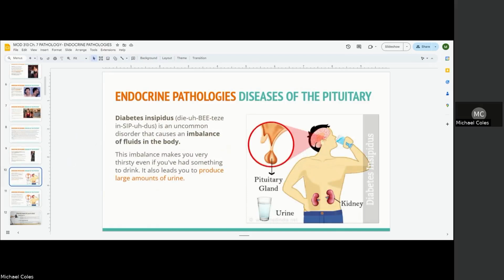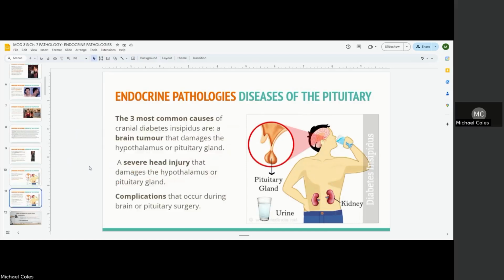Okay, now diabetes insipidus. So not mellitus, but insipidus. This is an uncommon disorder, but if somebody has some sort of trauma to the brain, then it's going to lead to malfunction of this pituitary gland, causing the kidneys to secrete more urine than normal. So this person's gonna be super thirsty and peeing a lot. Right? So different than diabetes mellitus involving the pancreas.